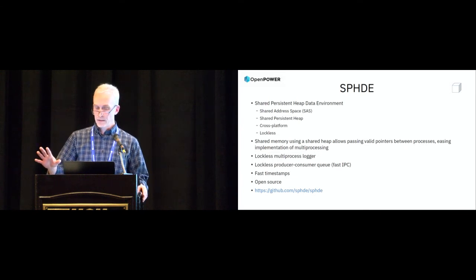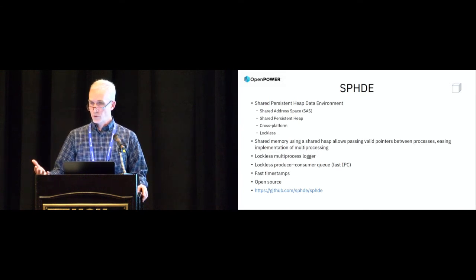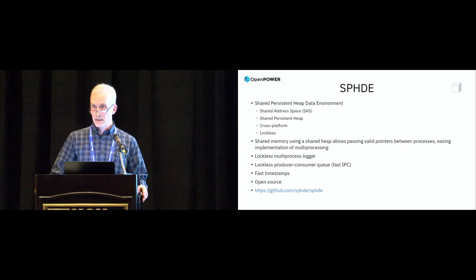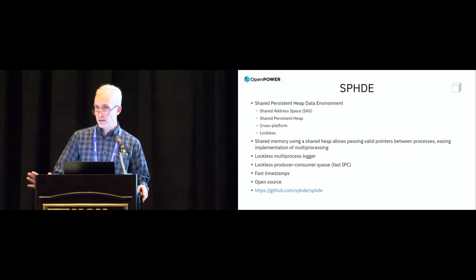On top of that are multi-process producer-consumer queues that are lockless. And there's also another thing where you do fast timestamps. Instead of calling get time of day, which is going to be a system call, you can do it with a single instruction, move from special purpose register.